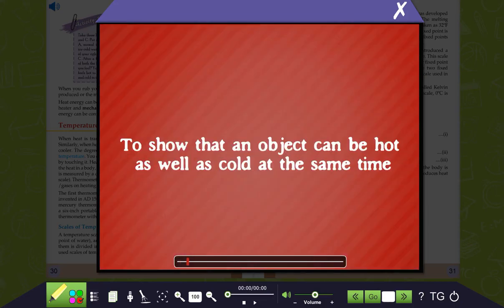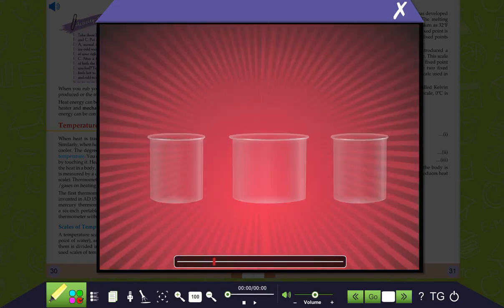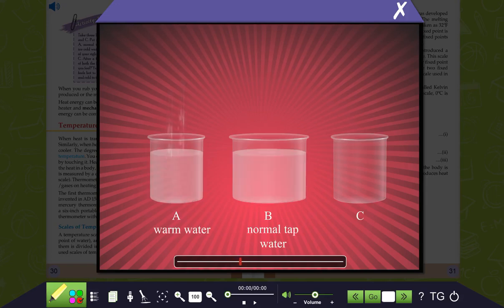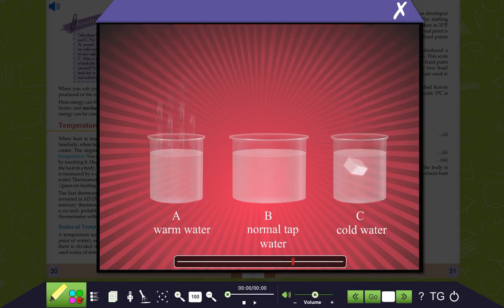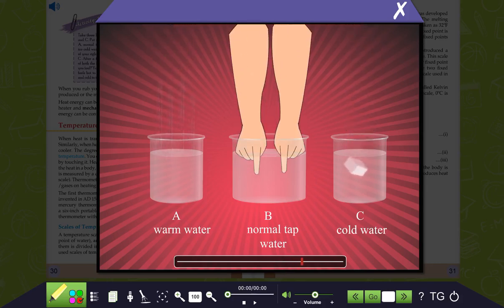Activity 1. To show that an object can be hot as well as cold at the same time. Take 3 beakers and label them A, B and C. Put some warm water in beaker A, normal tap water in beaker B and ice cold water in beaker C. Dip a finger of your right hand in A and left hand in C. After a few minutes, dip the fingers of both the hands in beaker B.